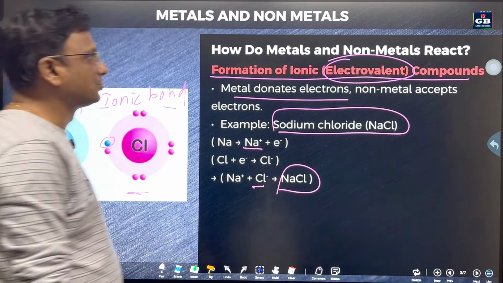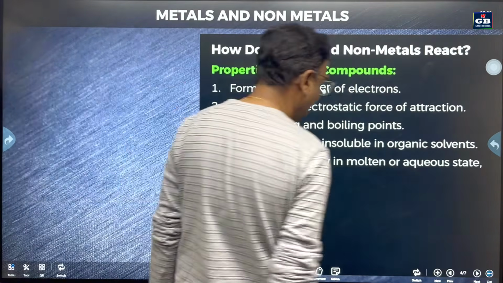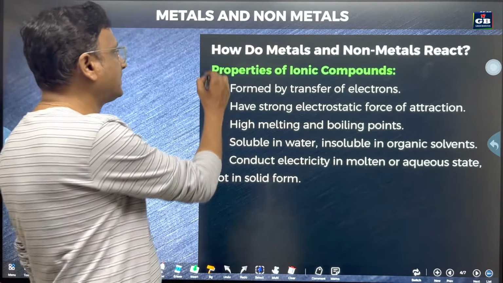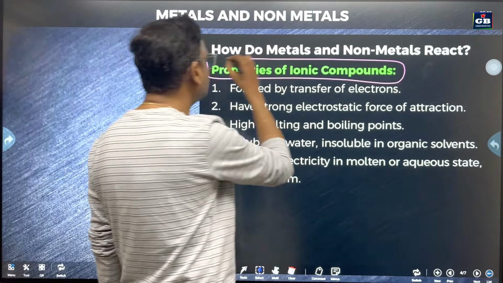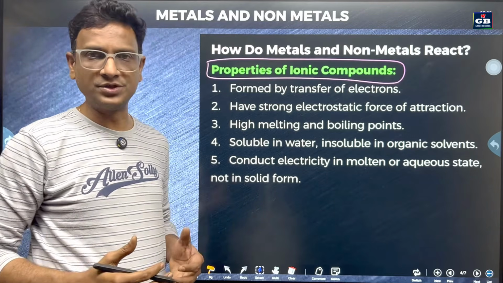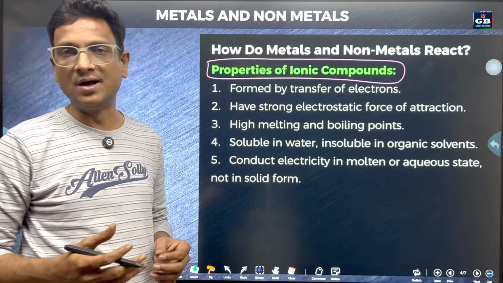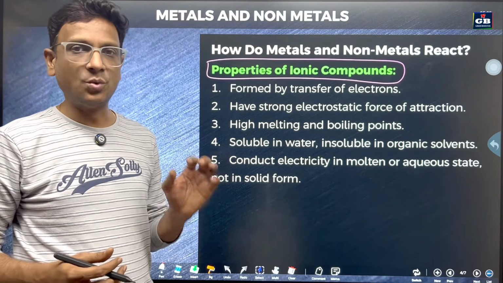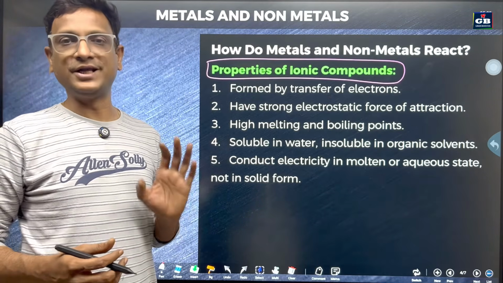Okay. So this is the example of ionic bond. Next, properties of ionic compounds. The compounds that are formed by ionic bonds are called ionic compounds. The best example is sodium chloride, salt. It is an ionic compound. So what are the common properties of ionic compounds?